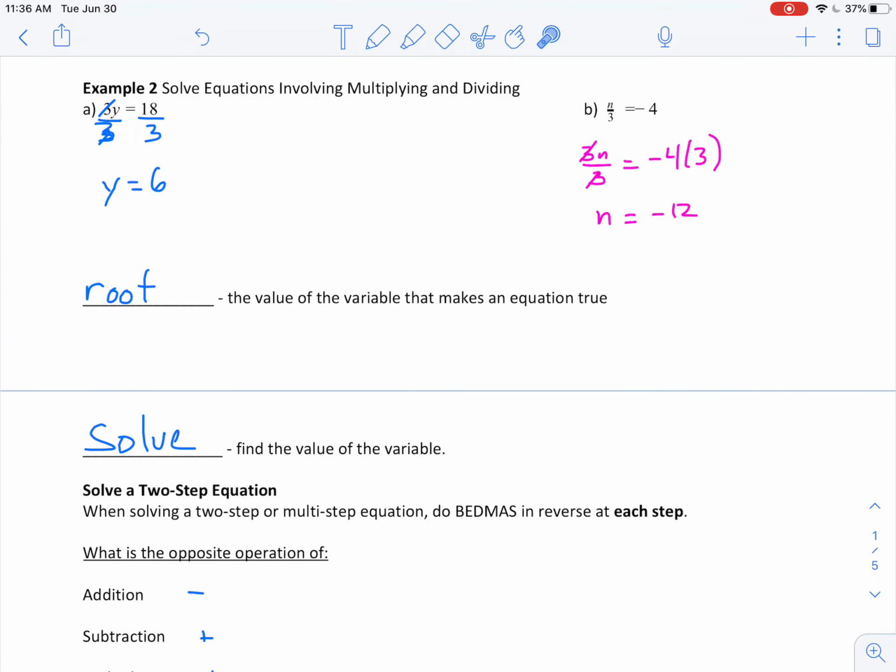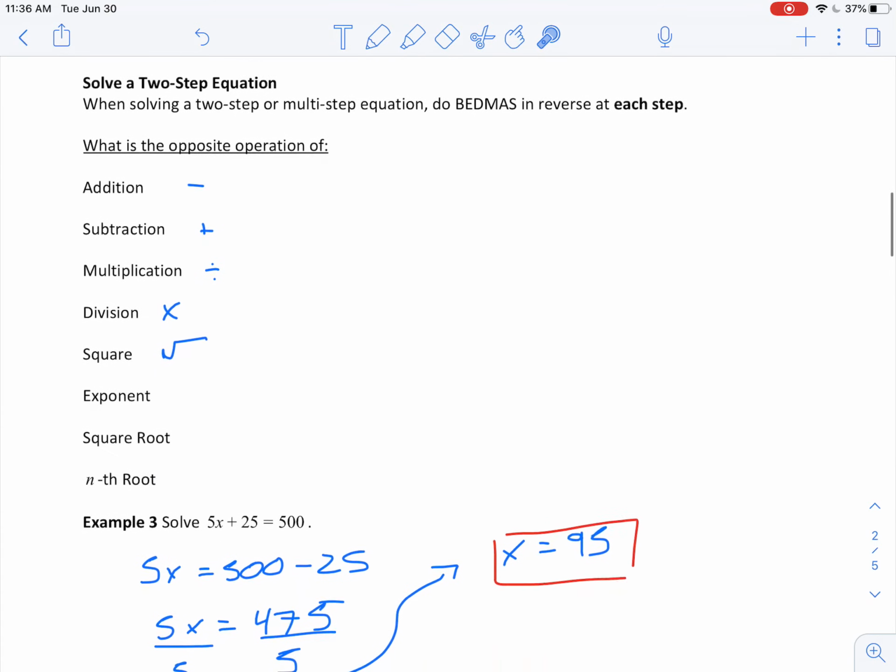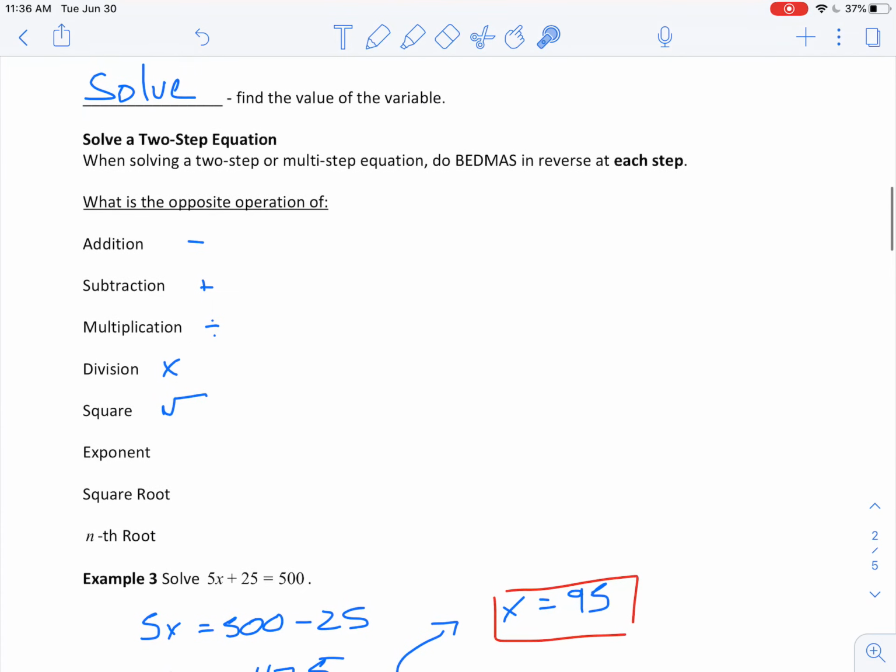Some of the language you might hear: a root is the value of the variable that makes the equation true, right? It's what the variable actually is. Solve means find the value of the variable. So when we're looking at two-step equations, we are doing BEDMAS, but we're doing it in reverse at each step. So, quick refresher: what is the opposite operation of addition? Subtraction, and for multiplication, division. Well, we know this.